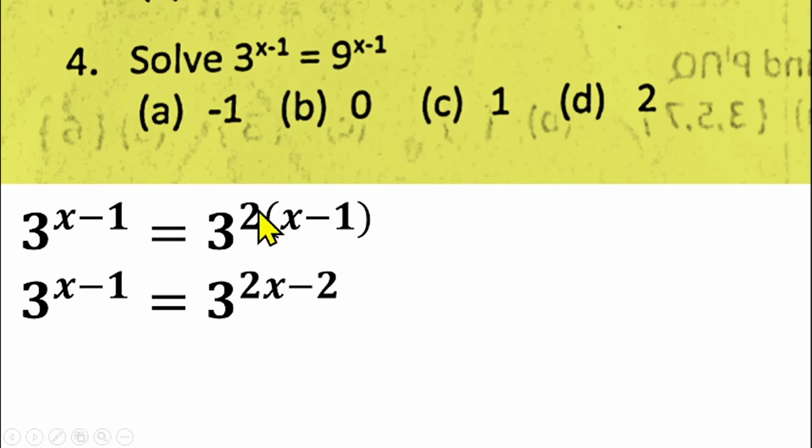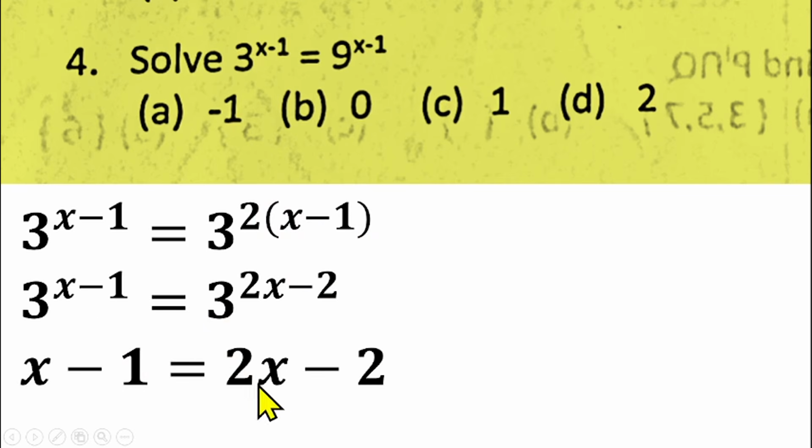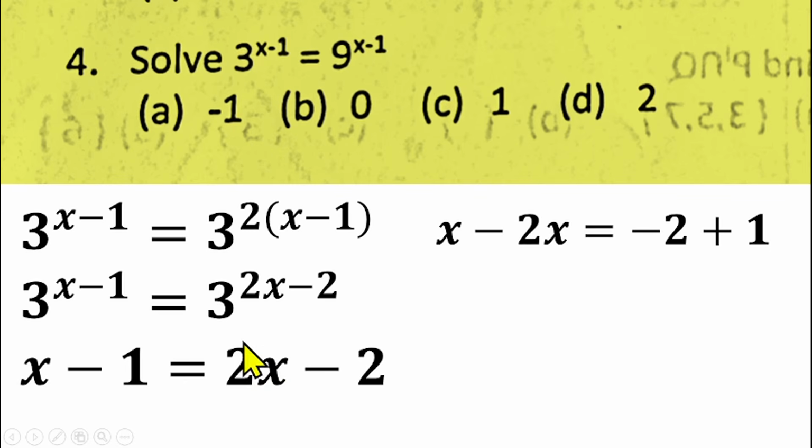Or you can also expand the bracket. If you expand the bracket, that will give us 2s minus 2. Then the base will cancel out the base. Then we'll be having s minus 1 equals 2s minus 2. Then from there, you can collect the like terms by saying s minus 2s equals minus 2 plus 1. And that will give us minus s equals minus 1. So minus will take care of minus. s will be equal to 1, which makes option C the right answer for question number 4.